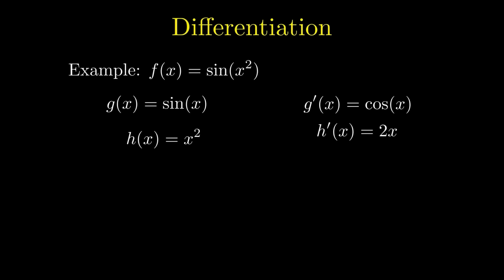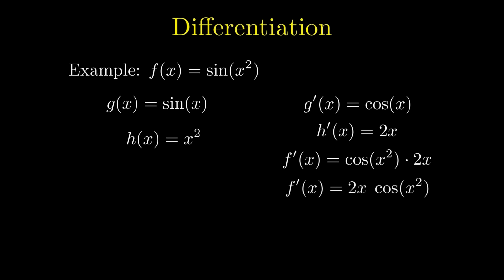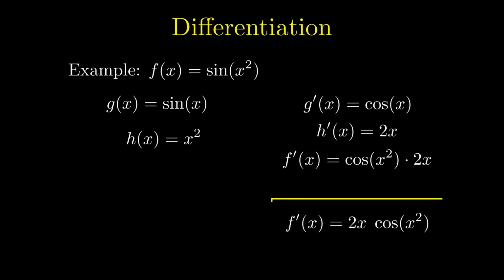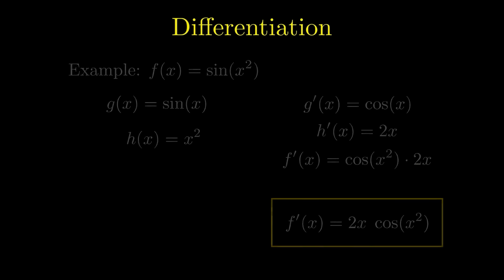Now, we'll apply the chain rule formula. F prime of x equals cosine of x squared times 2x. Simplifying our answer, we get f prime of x equals 2x cosine of x squared.